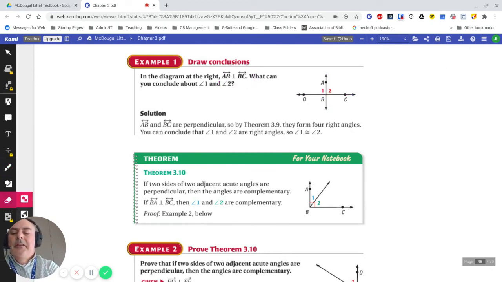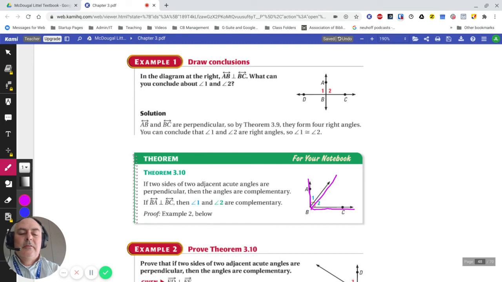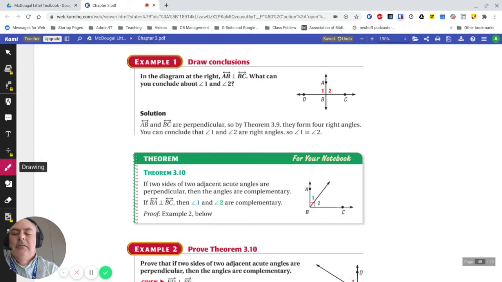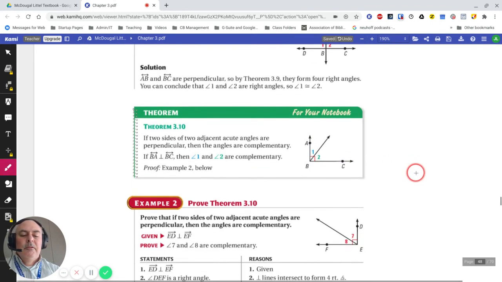Now the other thing is, if I have a right angle that is split, so I've got two angles, remember our angle addition theorem, that make up a right angle, they're going to be complementary because angle 2 and angle 1, when I add them up, are going to add up to be 90 degrees, and we know that two angles that are complementary add up to be 90 degrees as well. Again, pretty straightforward.